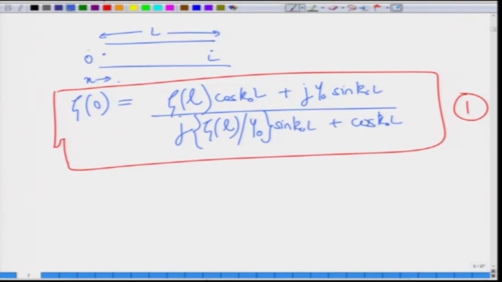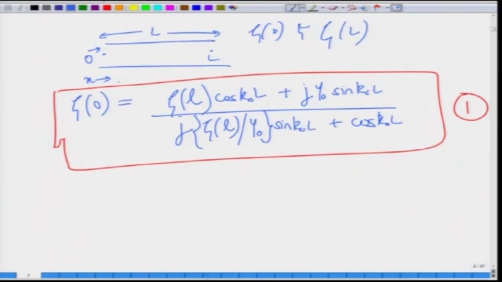What this expression means is basically you are looking at the tube from this end, you are trying to relate the impedance zeta at 0 to the impedance zeta at L. The impedances at x equal to 0 and x equal to L are related through some expression, which is nothing but obtained by some algebraic manipulations of the one dimensional wave propagation equation.